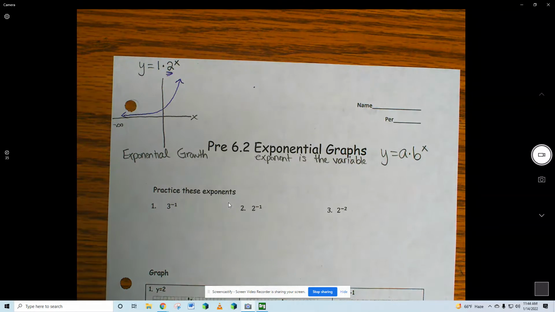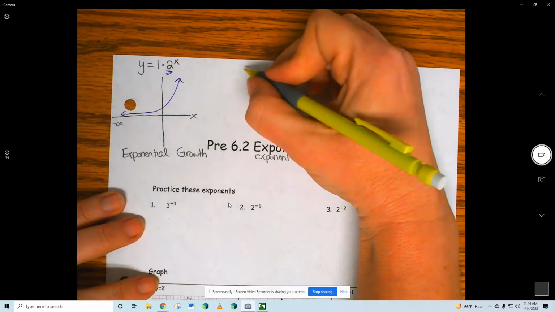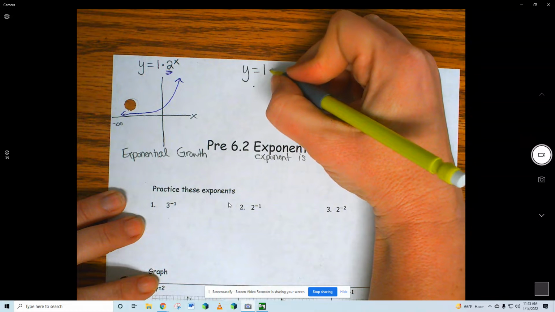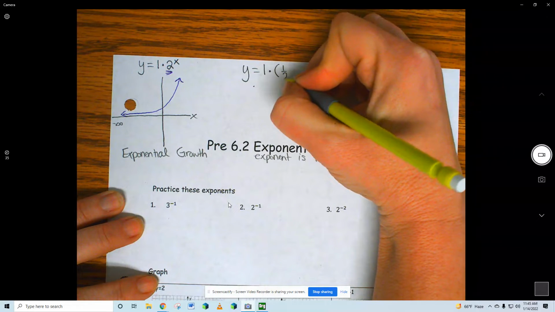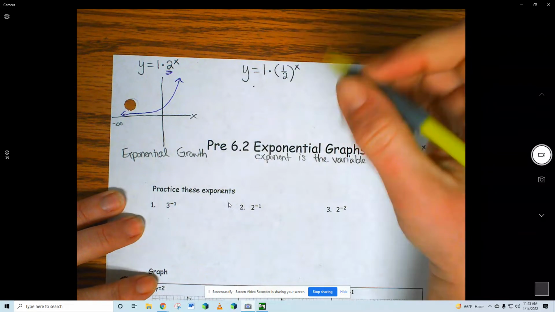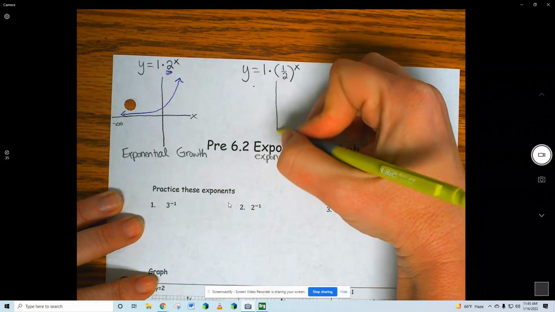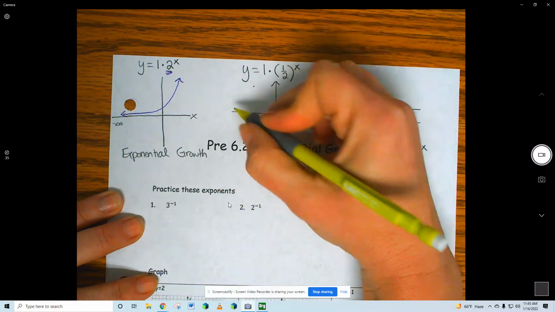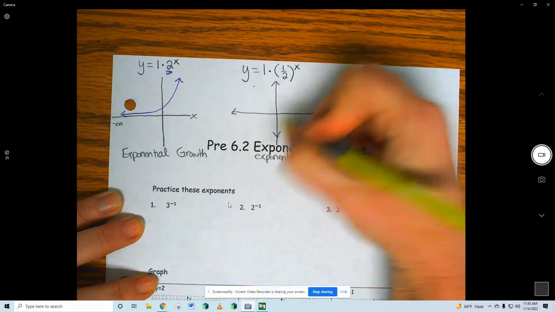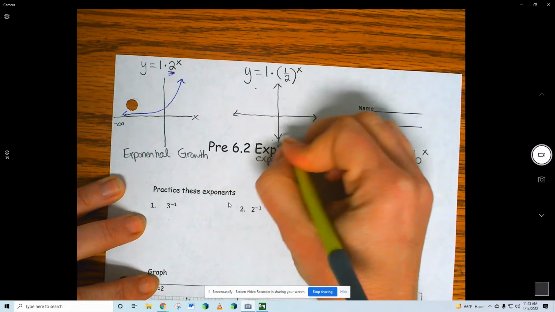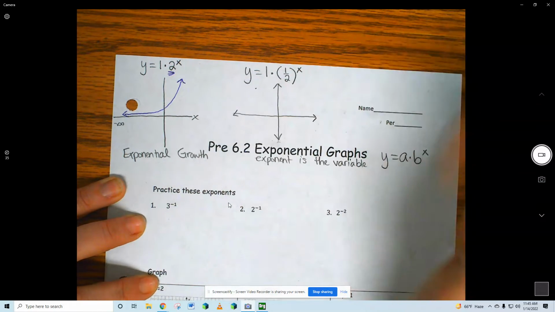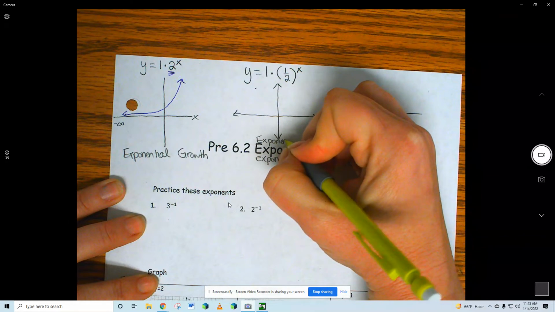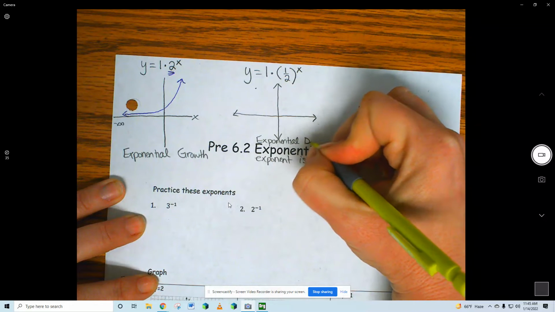Then y equals 1. I'm just picking 1. It could be a 2. It could be whatever. And then I'm going to put a fraction in. 1/2 to the x. This graph is called exponential decay.